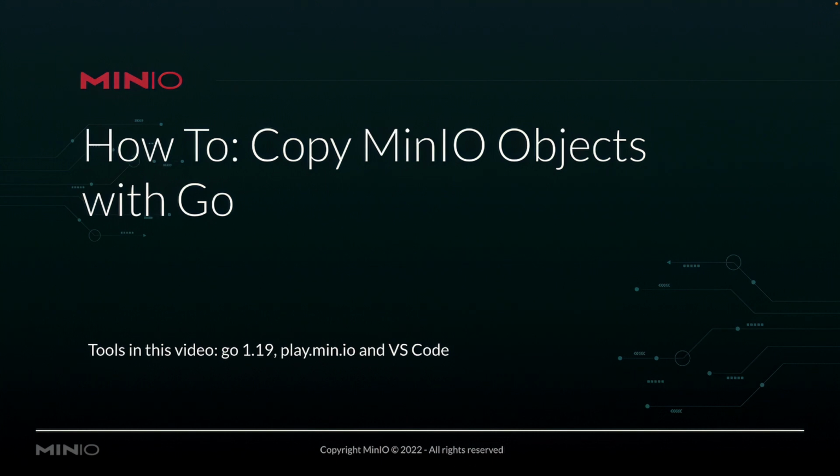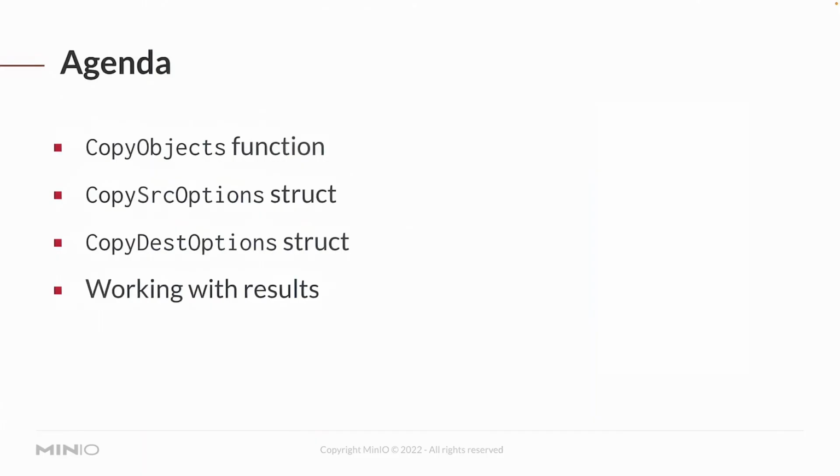And in this video, we're going to be using the Go language version 1.19. We're going to be copying objects up on play.min.io, and we're going to be running all of this out of Visual Studio Code. Play.min.io, of course, is our online sandbox where anybody can work with the MinIO platform. And by the end of this video, you should be comfortable with the copy objects function.